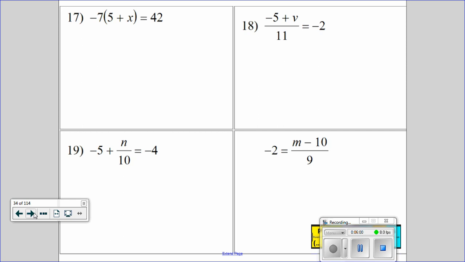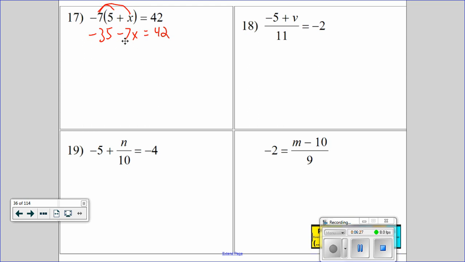Now, another way to do that is to divide first, but a lot of people may be more familiar with the distributive property. To distribute, we take that negative 7 and multiply it times the 5 and the x first. You can still do the same thing. Let's take a look. We distribute: negative 7 times 5 is negative 35.